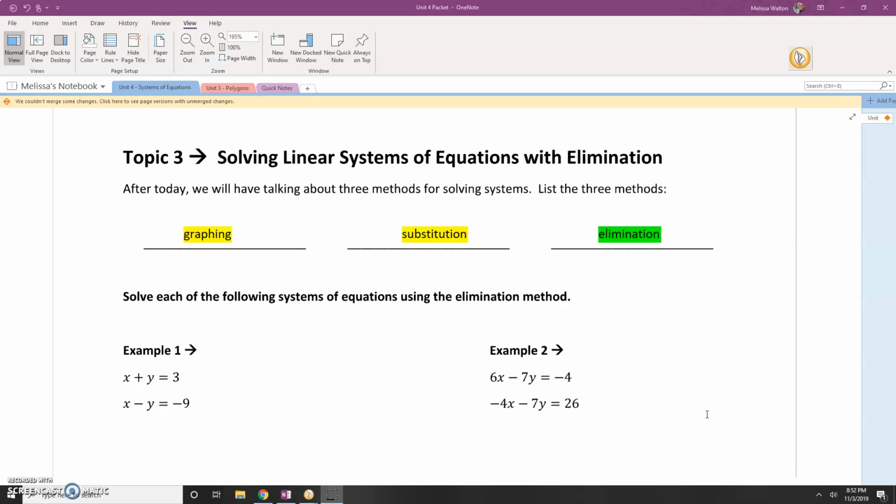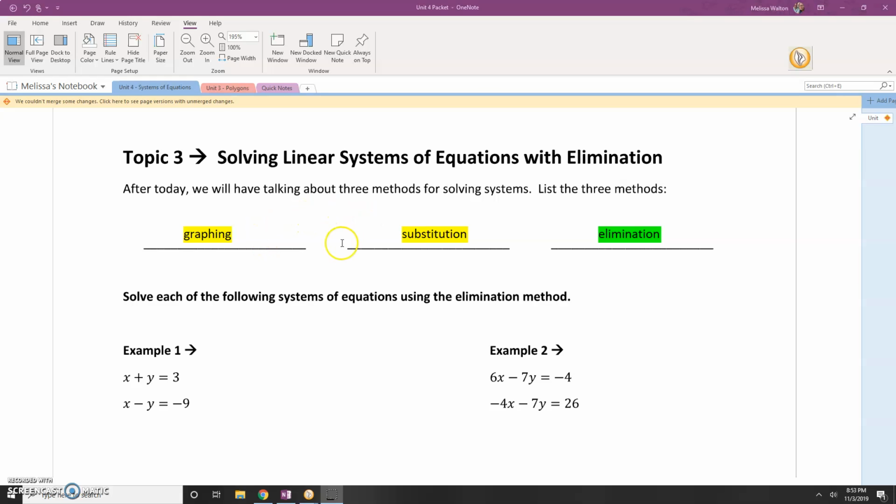We are going to introduce a new method. So far last week you guys did graphing, you did substitution, and today we're going to introduce a new one, elimination. Now, the downside of graphing was, well, what if we don't have graph paper? Or what if we are straight line challenged and are having a hard time drawing a straight line and finding a perfect intersection? So graphing kind of has its downfalls there.